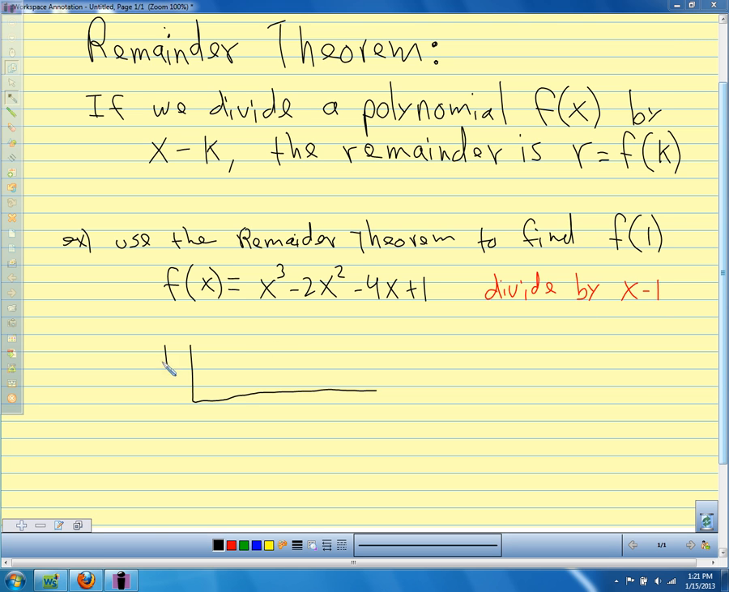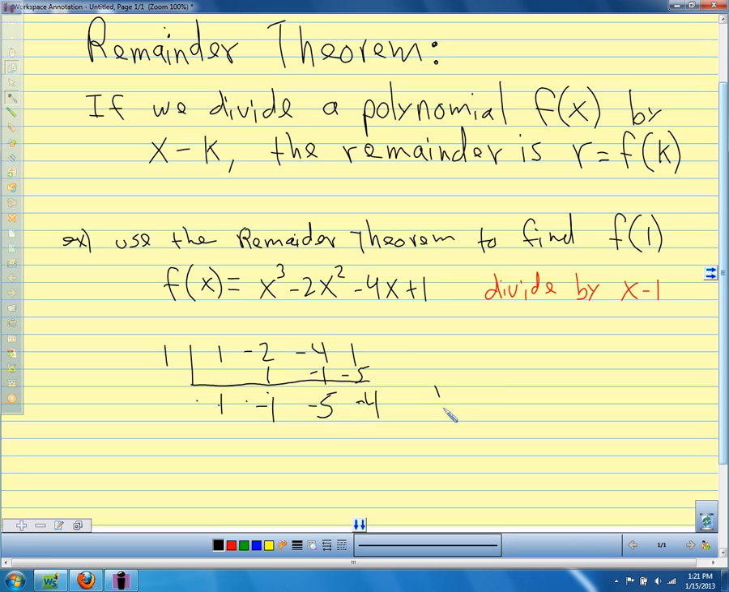So for synthetic division, we're going to put the 1 out front, and I'm going to write my coefficients in decreasing powers of x. So I have a 1, negative 2, negative 4, 1. Bring the 1 down. 1 times 1 is 1. Add these. I get a negative 1 here. Negative 1 times 1 is negative 1. Add these. I get a minus 5. 1 times minus 5 is minus 5. Add these and I get a minus 4.